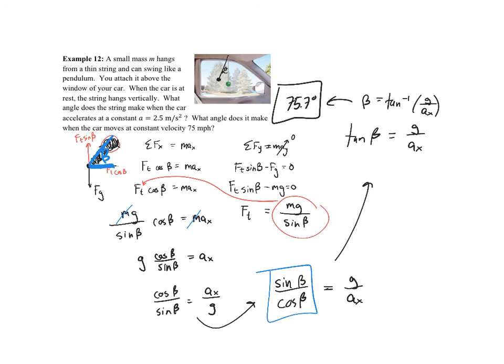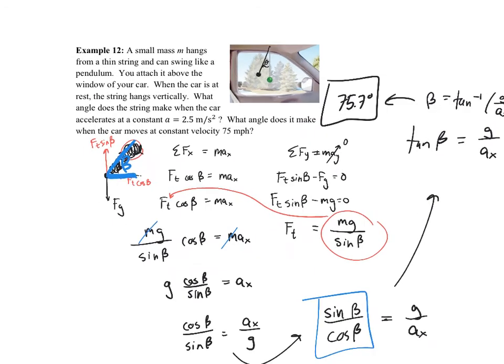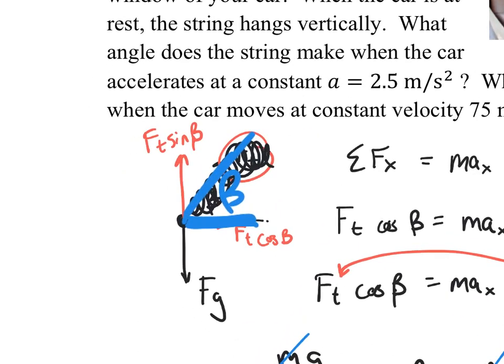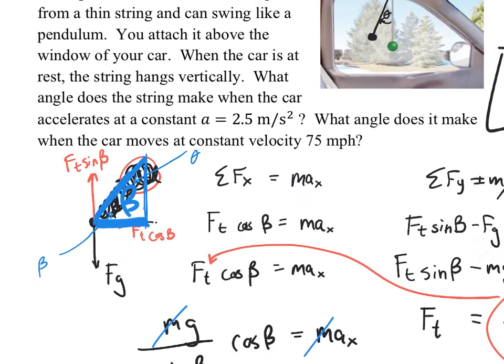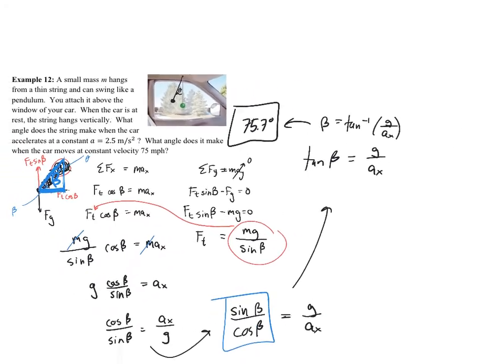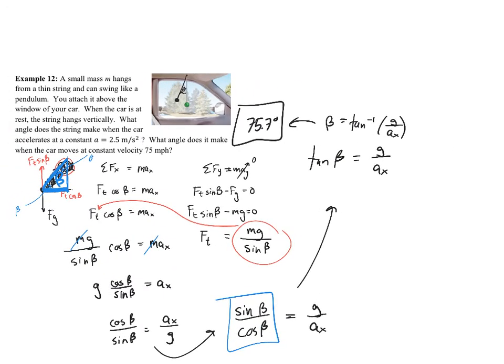I can figure it out by just drawing a triangle. If I zoom in on this region, I can think about finishing off my triangle here. This angle right here, that was theta, so the angle theta is in the upper corner. Beta is this angle right here in the lower corner. So we know if we get 75.7, then the angle that we're looking at, theta, would turn out to be equal to, in this case, 14.3 degrees.